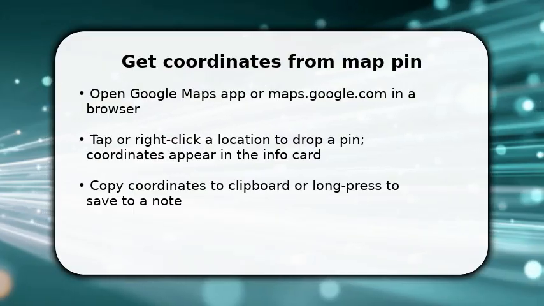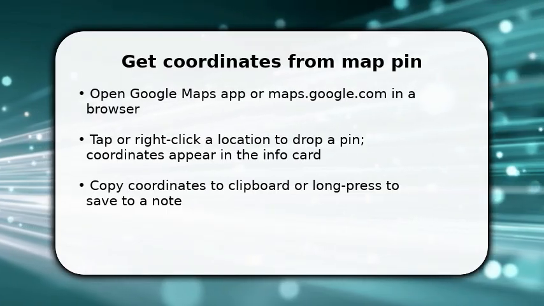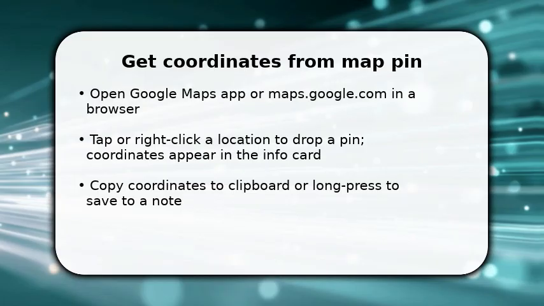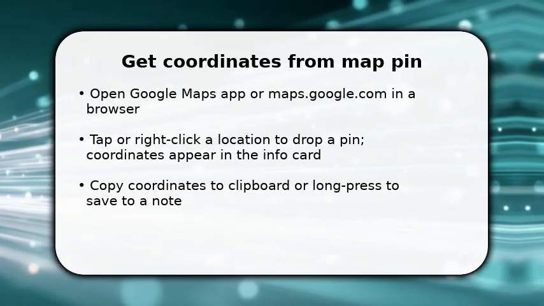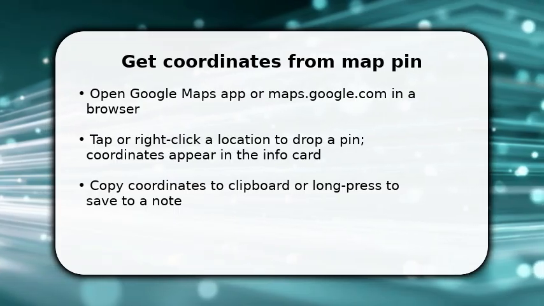You start by opening Google Maps and locating the area you care about. This immediately places you in the right context. Once a visible landmark is selected, tap or right-click to drop a pin. You'll see latitude and longitude in the info card.